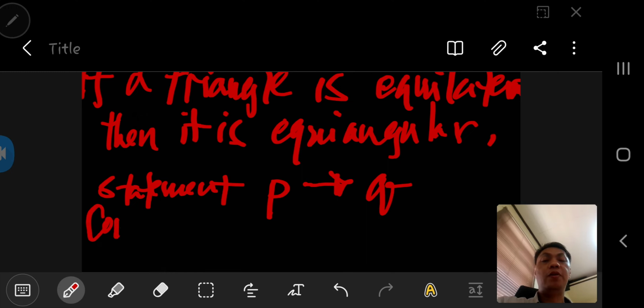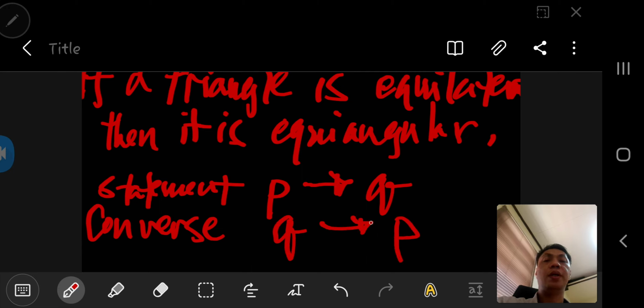If we form the converse, we will interchange the hypothesis and the conclusion. So it will become if Q, then P. So we may rearrange this example as, if the triangle is equiangular, then it is equilateral.